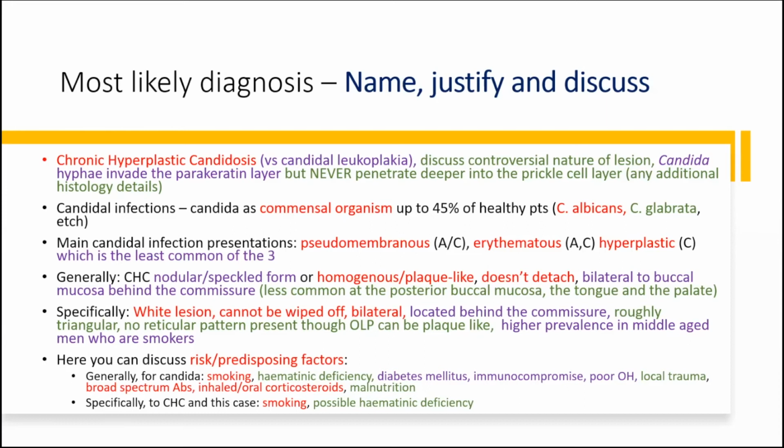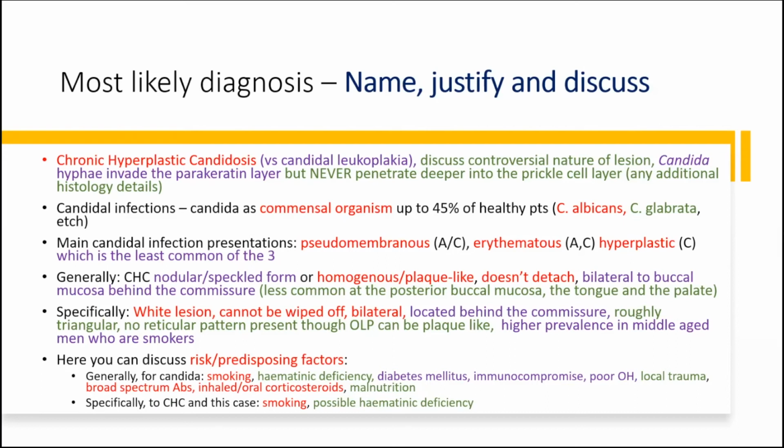You can say that the most common species is Candida albicans, but we have others like Candida glabrata and Candida tropicalis that can also cause infection in the mouth. It is present in up to 45% of healthy individuals, according to NICE guidelines. You can also discuss the main candidal infection presentations: pseudomembranous, acute or chronic; erythematous, acute or chronic; and hyperplastic, which is usually chronic, okay? And the hyperplastic is the least common of the three.